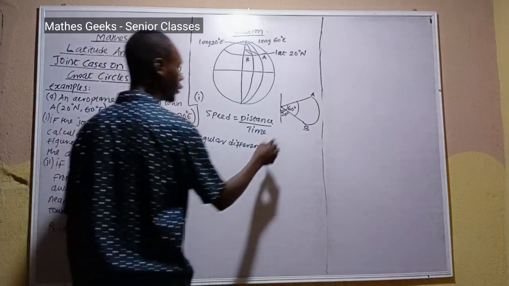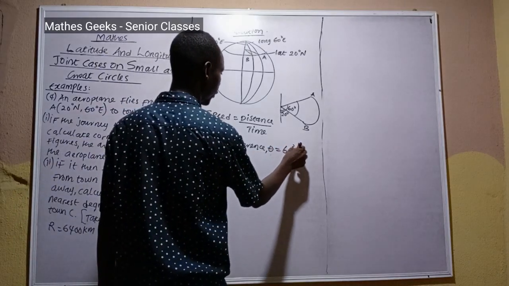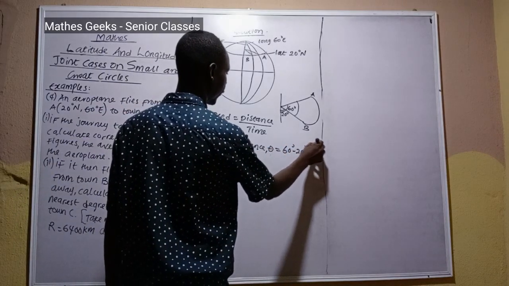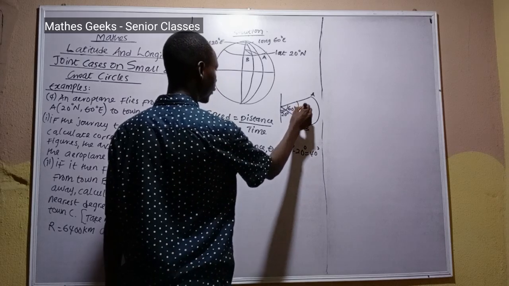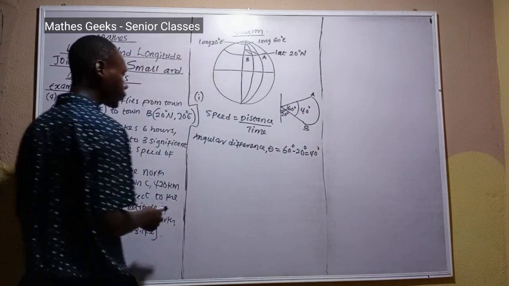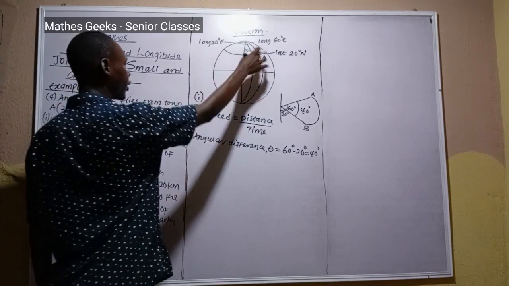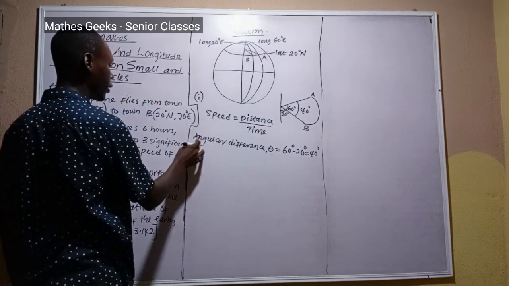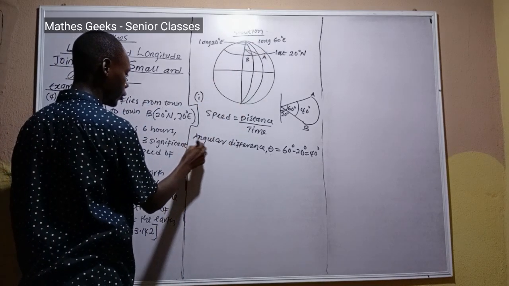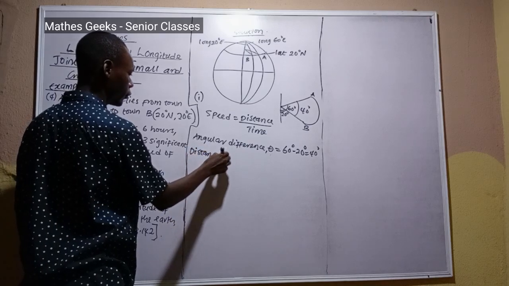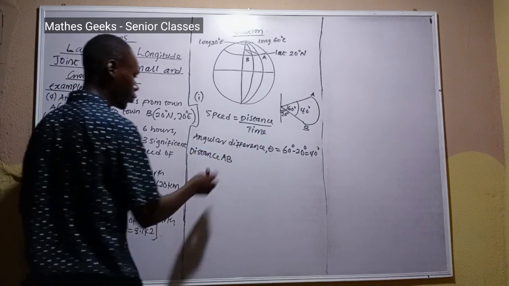Angular difference is 60 degrees minus 20 degrees, and that's 40 degrees. And since both points lie on the same line of latitude, that's distance EB. That's a small circle route.